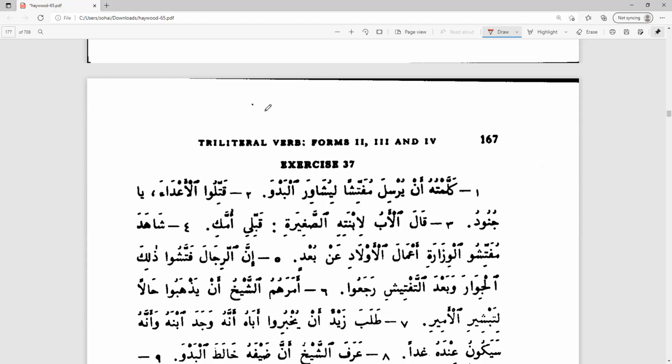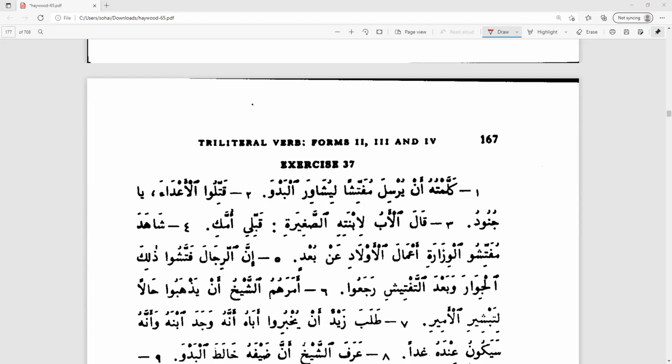Kallamtu. Kallama means to speak. I speak to him about sending. Mufattishun means inspector. So, I speak to him about sending the inspector.